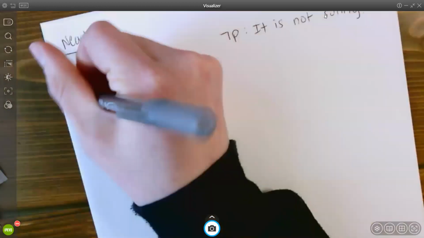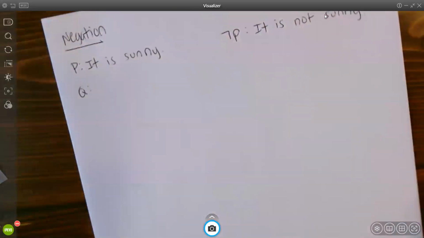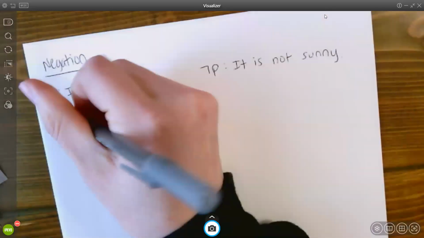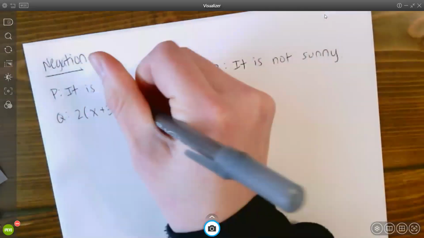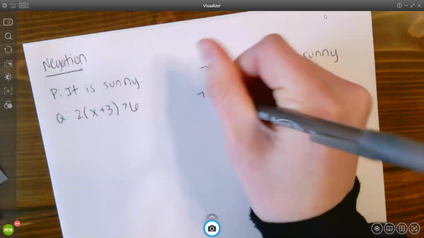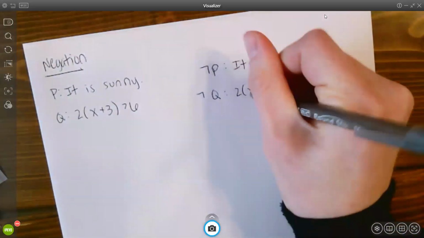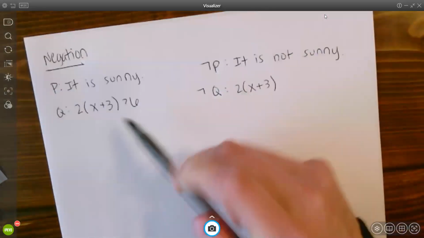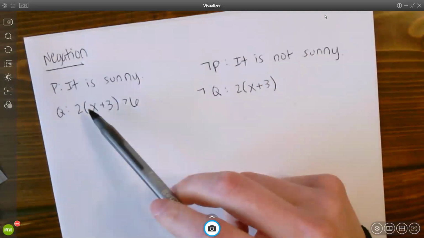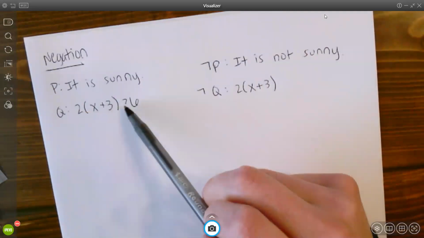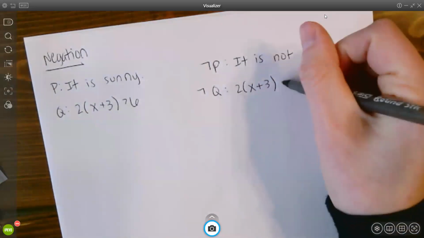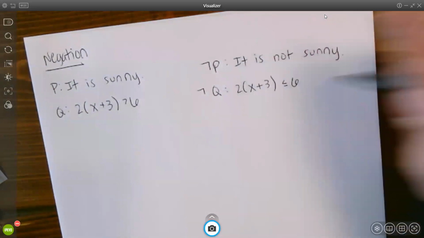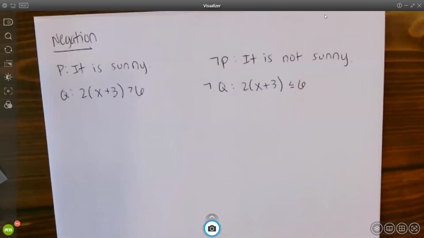Another one that I kind of like, these don't always have to be sentences. If Q is the equation I'm writing down, the negation of that would be just the opposite of this. So right now I have 2 times x plus 3 is greater than 6. Negation of that would be 2 times x plus 3 is less than or equal to 6, because that would be the opposite of that.